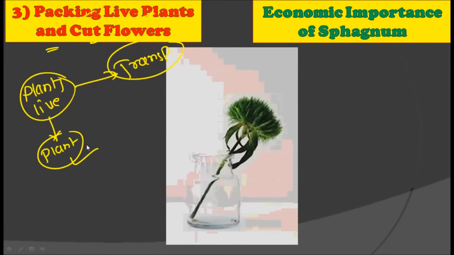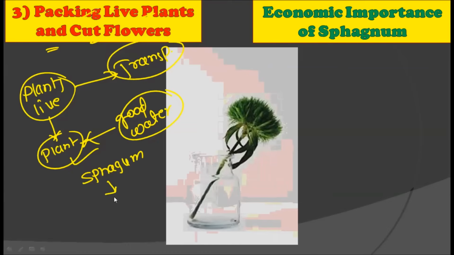So the first priority is to provide a good amount of water to these transported plants so that they will remain fresh at the destination. Now, how is sphagnum important in this scenario? See, the sphagnum species has a great capacity of holding water.